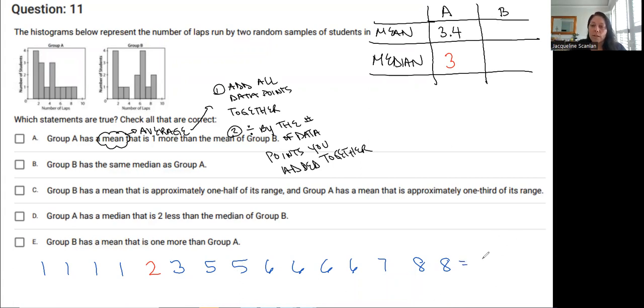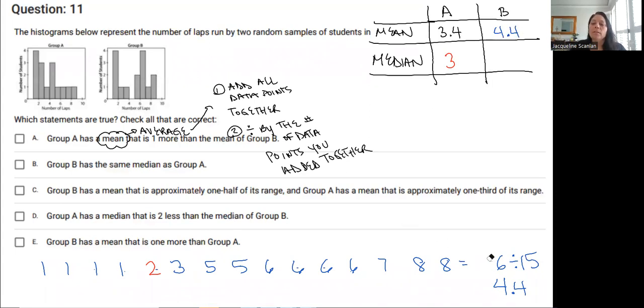And when I add those all together, I get 66. And then I'm going to divide that by however many numbers there are. I think there's still 15. Let me check. 1, 2, 3, 4, 5, 6, 7, 8, 9, 10, 11, 12, 13, 14, 15. There are. 66 divided by 15 is about 4.4. So the mean of group B is 4.4.